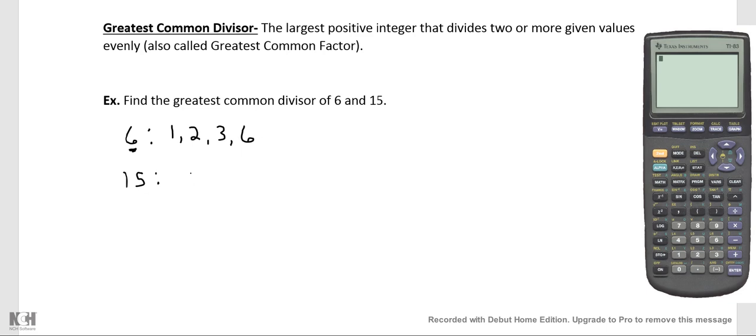We'll do the same thing with 15. List out all the factors or divisors of 15. 1 is a divisor of everything. 2 will not go into 15. We learned that from the last time: the last number has to be even. 3 will. 4 won't. 5 will, because the last digit is a 5.